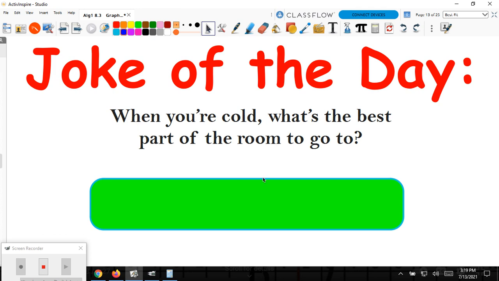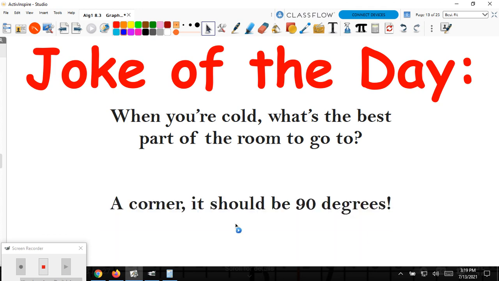When you're cold, what's the best part of the room to go to? A corner. It should be 90 degrees. That's a math joke, of course. More geometry than algebra, but it's still a math joke. Since a corner is always going to be 90 degrees, a right angle is 90 degrees.